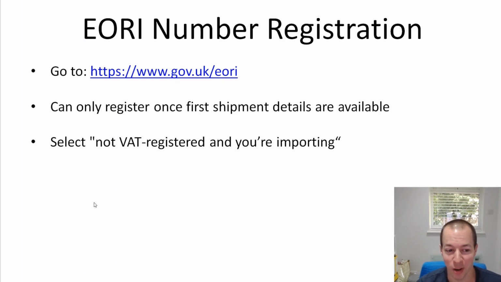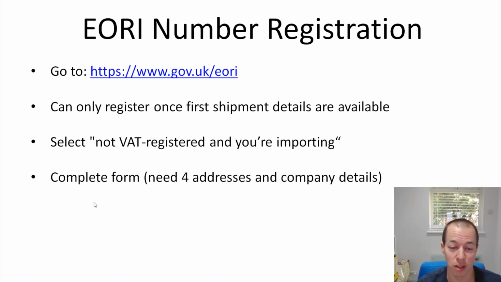I'm going to take you right there just to cover a couple of points. When we get there, you're going to need to select not VAT registered, because most of you won't be at this stage. If you are VAT registered, obviously choose the correct option, but most people starting out on Amazon will not be VAT registered. You need to choose that option.